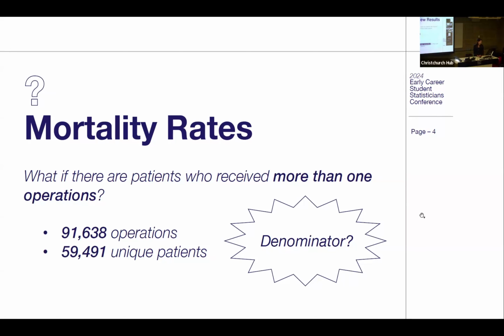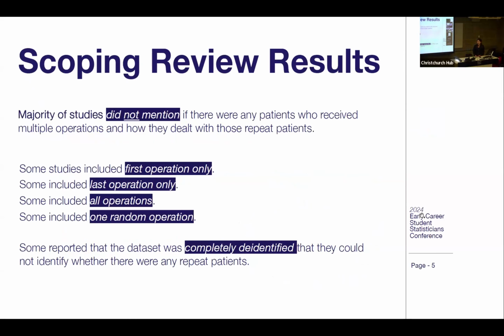I got curious and did a little scoping review, going through all the studies published within the past 12 months that reported on surgical outcomes, specifically mortality rates. The majority of the studies did not mention how they handle repeat patients, or whether they even had any repeat patients at all. For the ones that did, there was quite a variety of options.